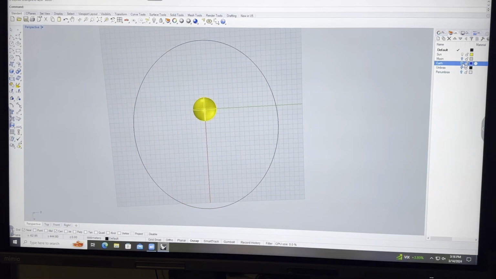So I'm using a 3D CAD program. It's called Rhino. And I just want to show another example of what's going on during a total solar eclipse, and then also kind of touch upon a lunar eclipse.